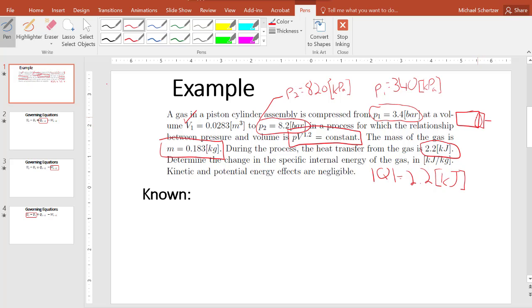So if this is my piston and it's moving in, what this tells me is that heat is transferred from the gas. The gas is my system. So if I drew a control volume here, heat is being transferred from my system to my surroundings. Heat in is positive, which means that heat out must be negative. It's negative. So this is one of the things that's pretty tricky.